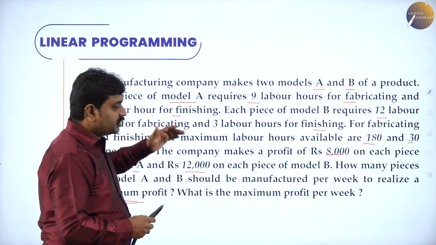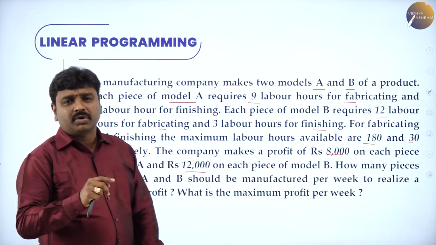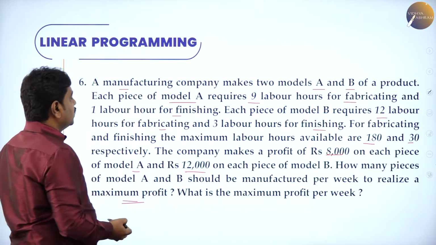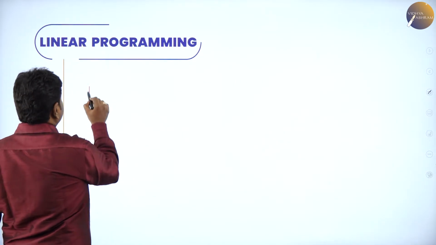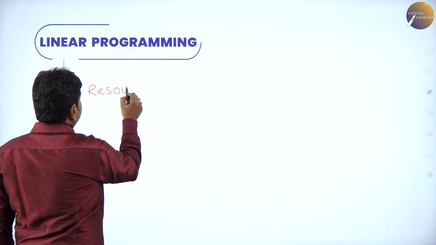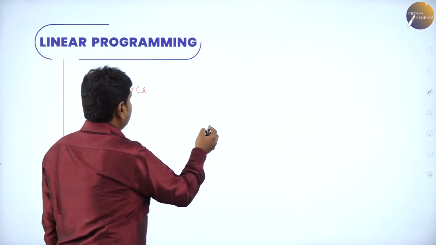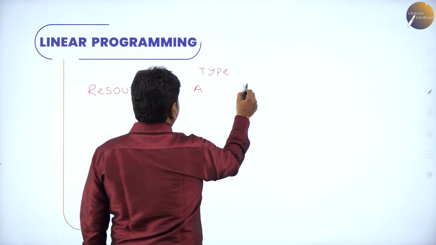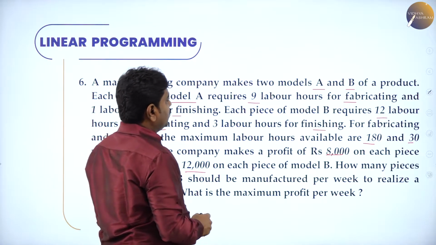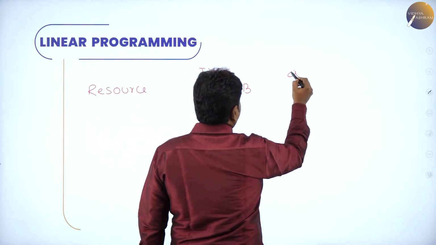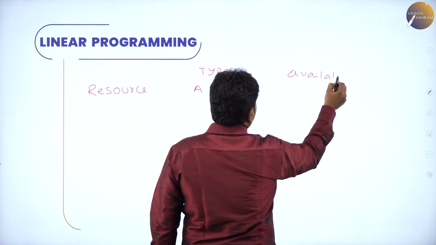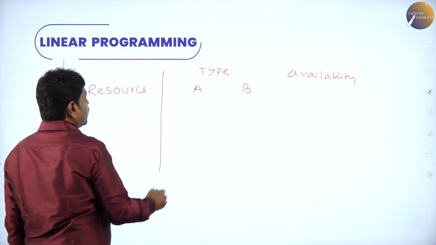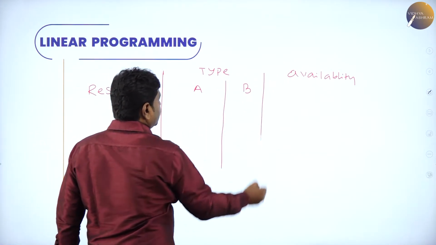So now this situation, we need to convert it into a linear programming problem. First, when you read, we'll get an idea that this is a manufacturing case. So what you should do, make a table. First, resources. What are the resources? And type of products. What are the type of products? So we produce model A and model B. And then we have availability of the resource. So make 3 columns and convert the problem to a table. Then it will become easy for you to convert it into equations.